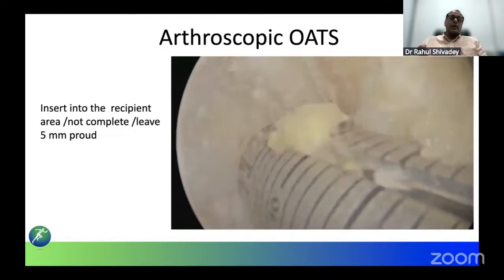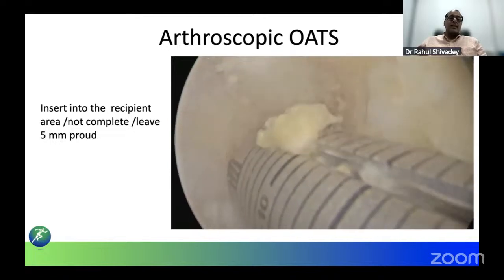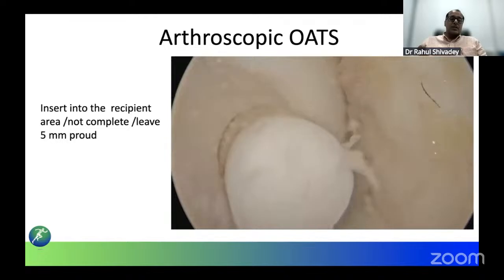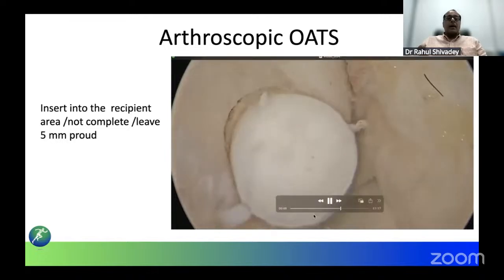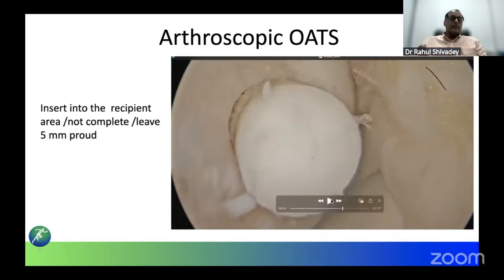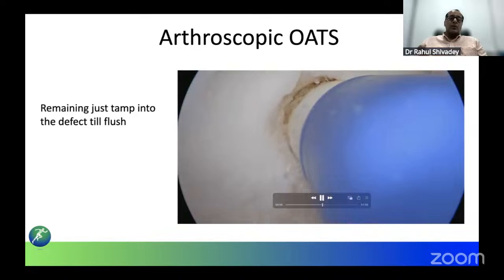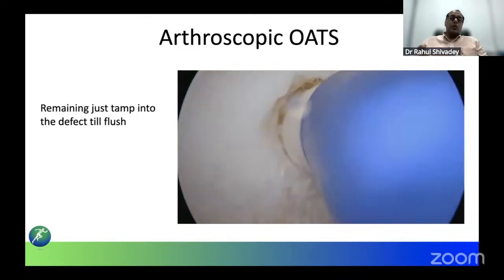I would prefer to use the TAM, so that this big instrument is not blocking my view. So once I'm done with this, I will remove the inserter, and then I'll use my TAM, and I will slowly put in my graft. This is a case where we have done 2 plugs, as you can see over here, and slowly you need to tamp it in, so that you get a very flush fit with the chondral surface.